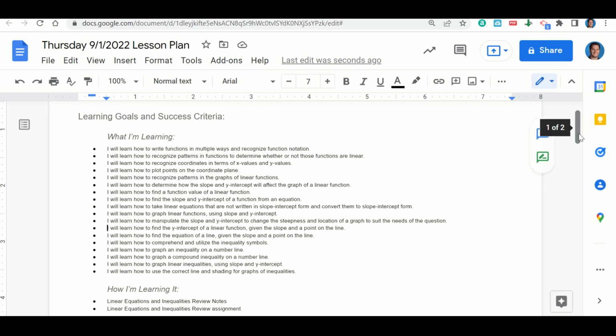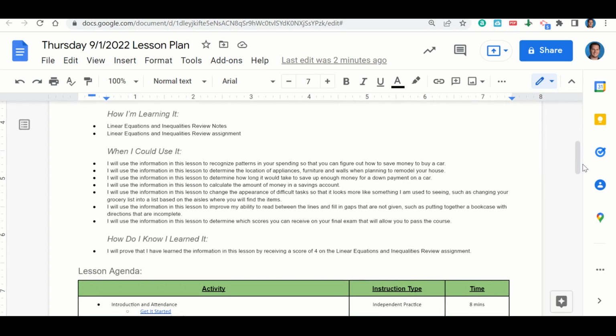to find the equation of a line given the slope and a point on the line, how to comprehend and utilize the inequality symbols, how to graph an inequality on a number line, how to graph a compound inequality on a number line, how to graph linear inequalities using slope and y-intercept, and how to use the correct line and shading for the graphs of inequalities.